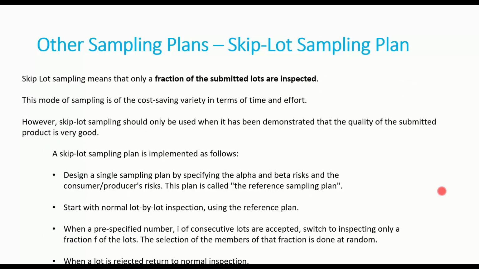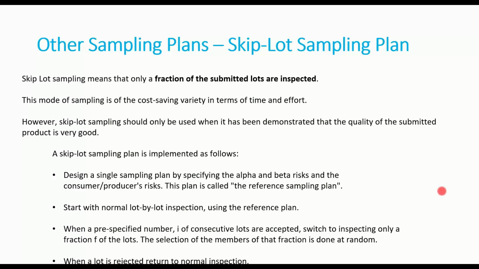And skip lot. You can do this if you have a good process that's in control, okay? Basically what you're doing is only looking at certain lots, or maybe randomly selecting lots from a big bunch of lots and sampling from them. Okay, it's cost saving. However, it should only be used when it's been demonstrated that you have good quality.